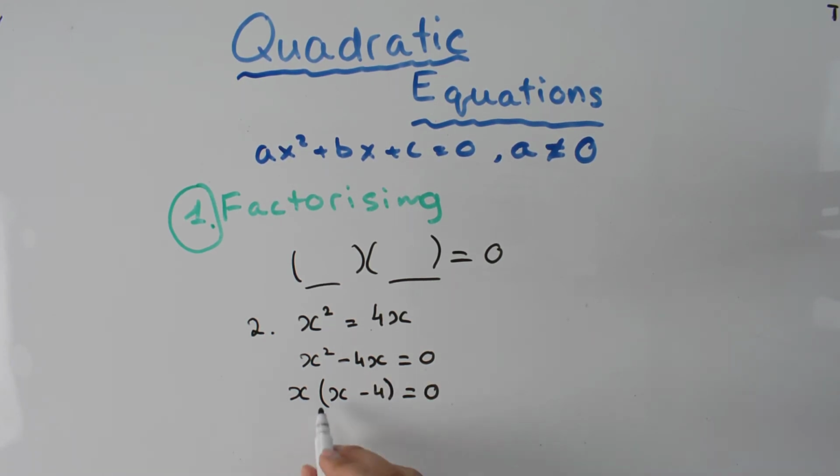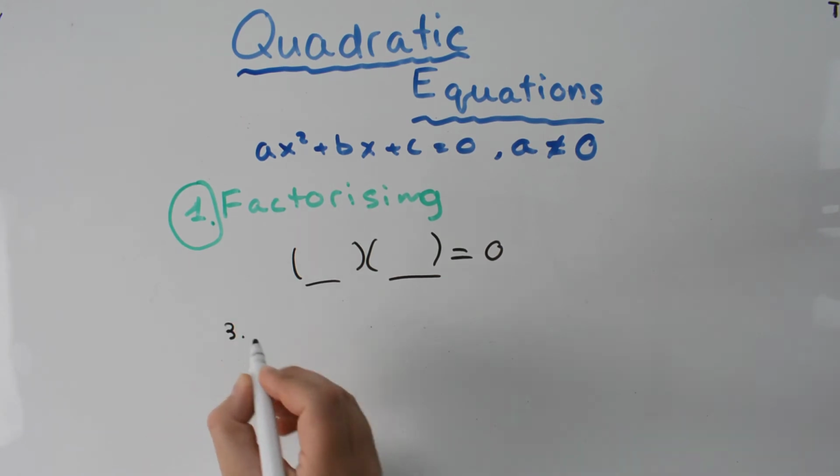Just like before, you have two factors that times together to give you 0. That means either of those has to be 0. So we get x equals 0 or x minus 4 equals 0. And hence you get the solutions x equals 0 or x equals 4.